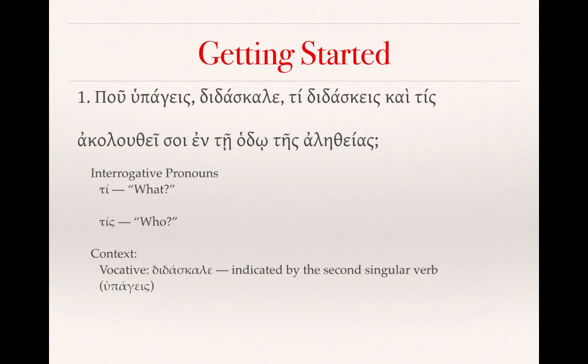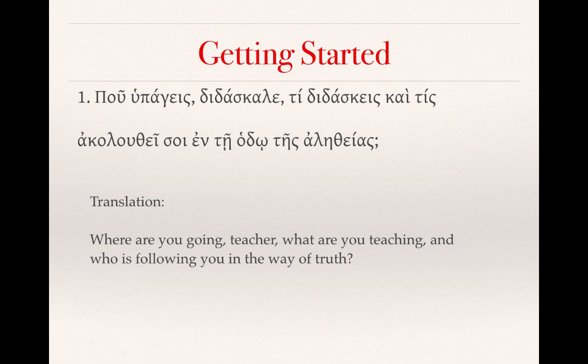And so with that, some basic information, we can work on a translation. We would translate this as, where are you going, teacher? What are you teaching? And who is following you in the way of truth? In each case, what and who, these are interrogative pronouns that are used in this sentence.